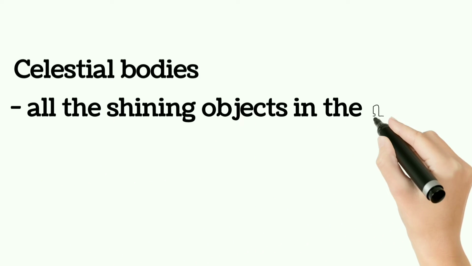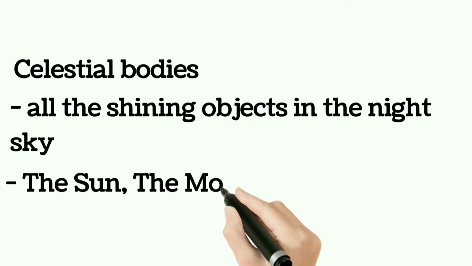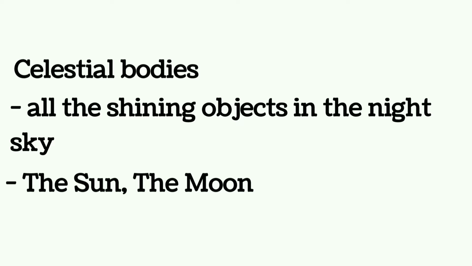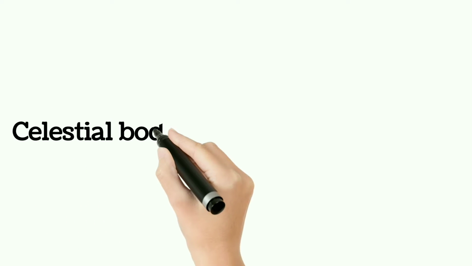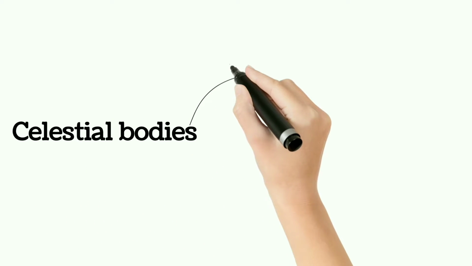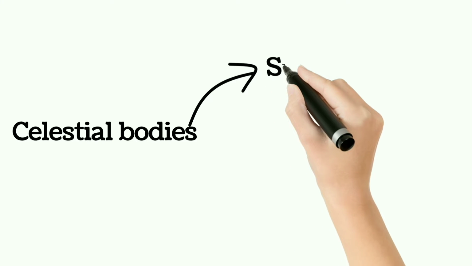Celestial bodies are objects which shine in the night sky. If you see the night sky, there are some tiny objects that are shining in the sky. Those are called celestial bodies, and these celestial bodies include the sun and moon also, because they also shine in the sky, right? So the sun, moon, and objects that shine in the night sky are called celestial bodies. And in these celestial bodies, we have stars and planets as well.